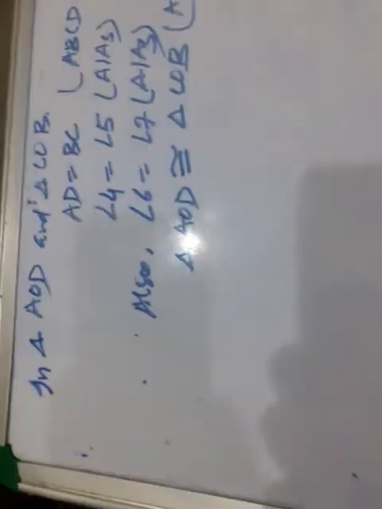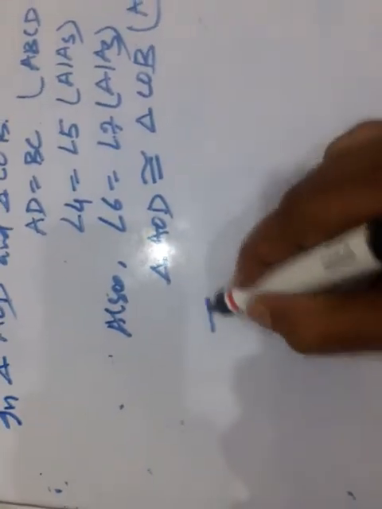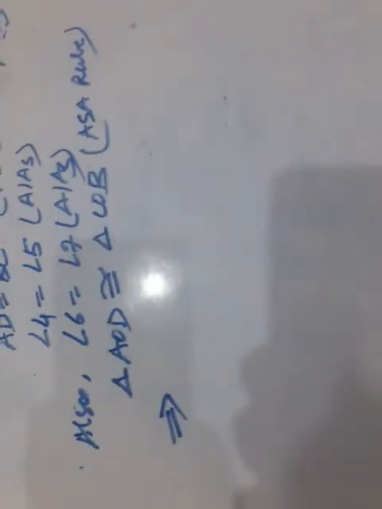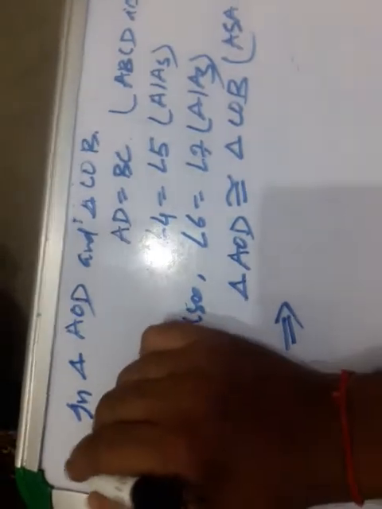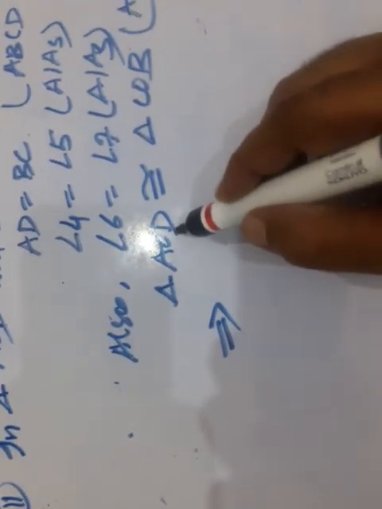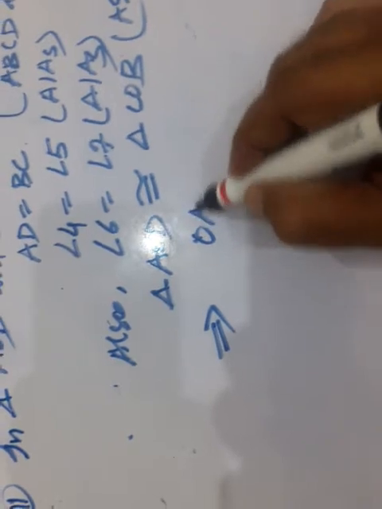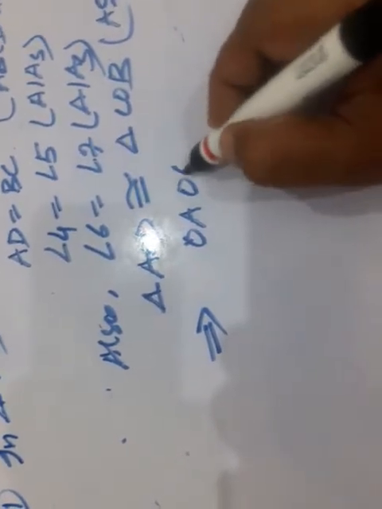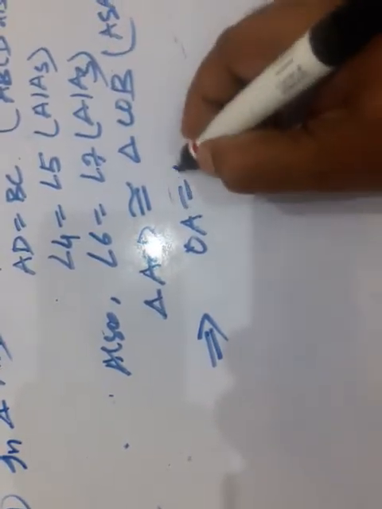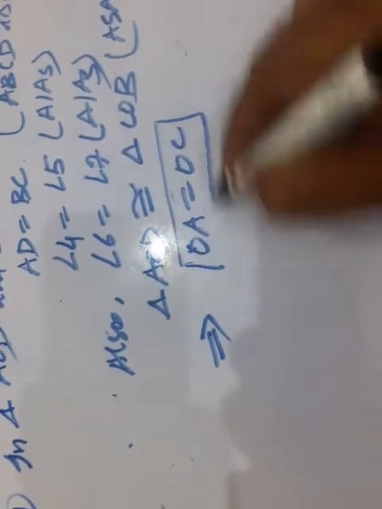These two triangles are congruent. Now let us search out some CPCT. What we had to prove? OA equal to OC. This is the second part we are proving, that is OA equal to OC. From here, OA equals OC, that is by CPCT.